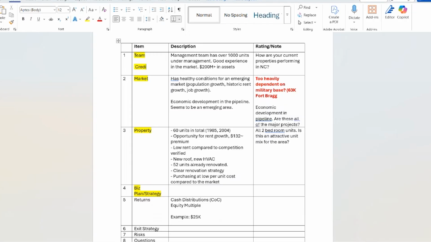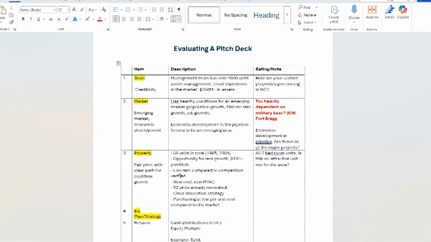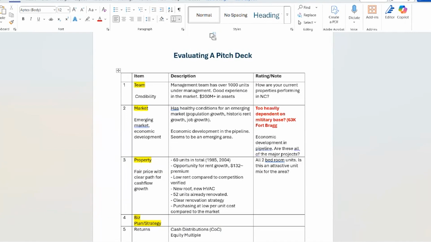When it comes to the team, we're looking for credibility. When it comes to the market, we're looking for room. We're looking for an emerging market with economic development. When it comes to the property, we're looking for fair price with room for cash flow growth, but not just room, clear path, excuse me. Fair price with clear path for cash flow growth. Based on these three things, we're starting to understand the story of the property.